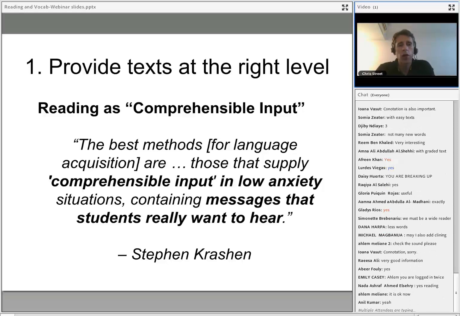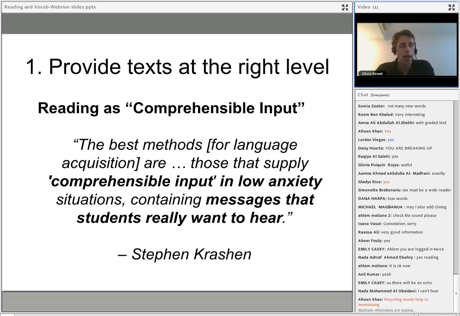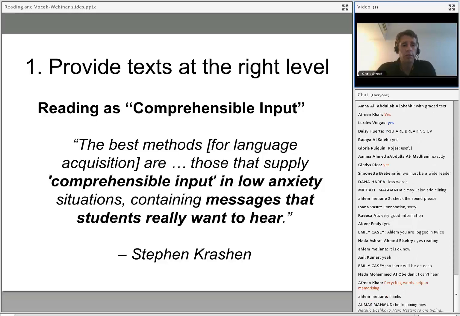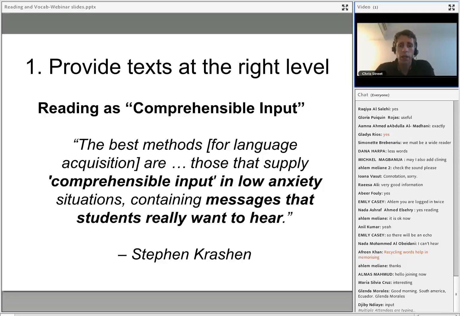This is a quote from Stephen Krashen, who's one of the main experts in this field. Let me just read the quote to you. He said, "The best methods for language acquisition are those that supply comprehensible input in low anxiety situations containing messages that students really want to hear." And I think the key phrase there is comprehensible input. And what does that mean? Well, comprehensible input basically means language that can be understood by a learner.